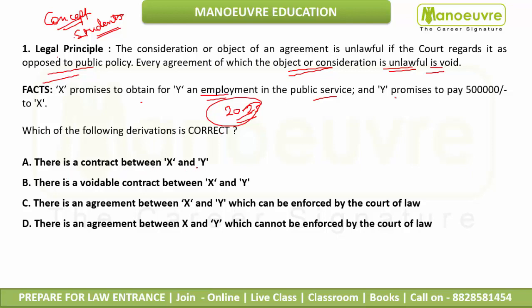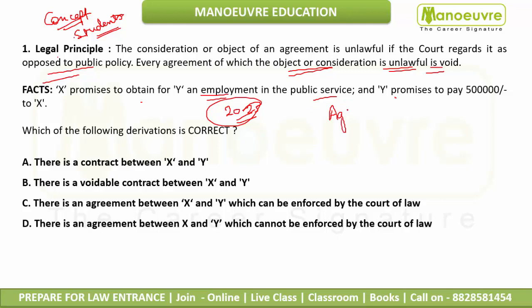There is a contract between X and Y. There is a voidable contract between X and Y. There is an agreement between X and Y which can be enforced by the court of law. There is an agreement between X and Y which cannot be enforced by the court of law. Okay, you can pause the video over here and try and check whether you know the correct answer. Okay, so I am giving you an example.